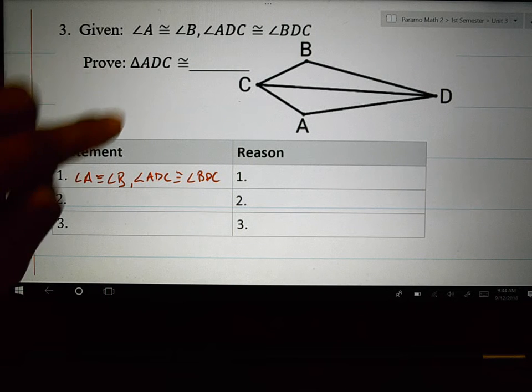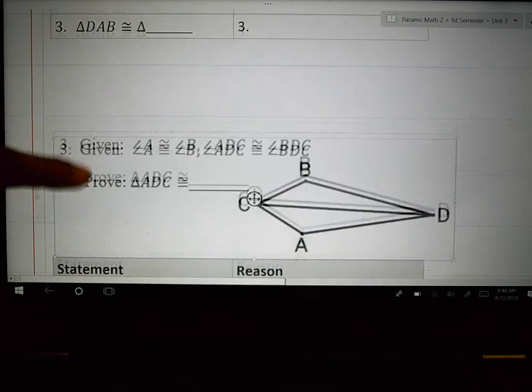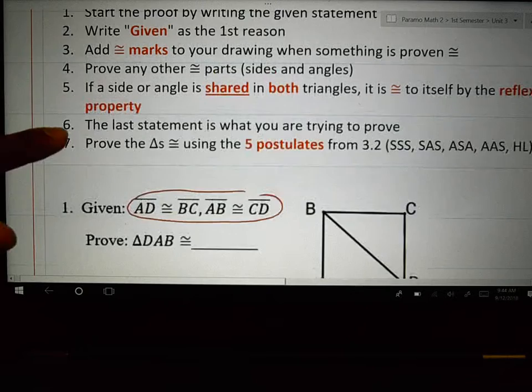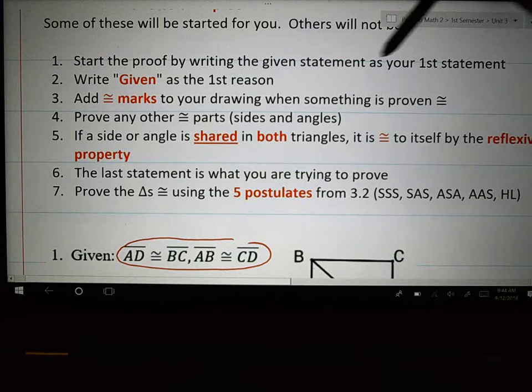Word for word, letter for letter, comma for comma, angle symbol for angle symbol, congruent symbol for congruent symbol. Step number 2. We started the proof by writing the given statement as our first statement.